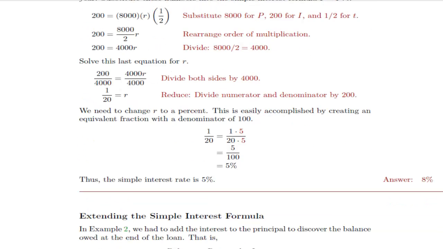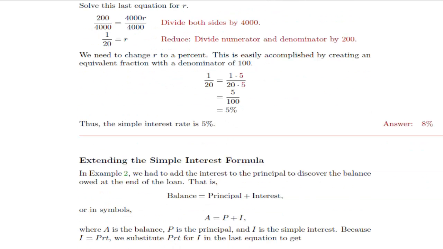We need to change r to a percent. This is easily accomplished by creating an equivalent fraction with a denominator of 100. Multiply 1 over 20 by 5 over 5 to get 5 over 100, which is 5%. Thus, the simple interest rate r is 5%.